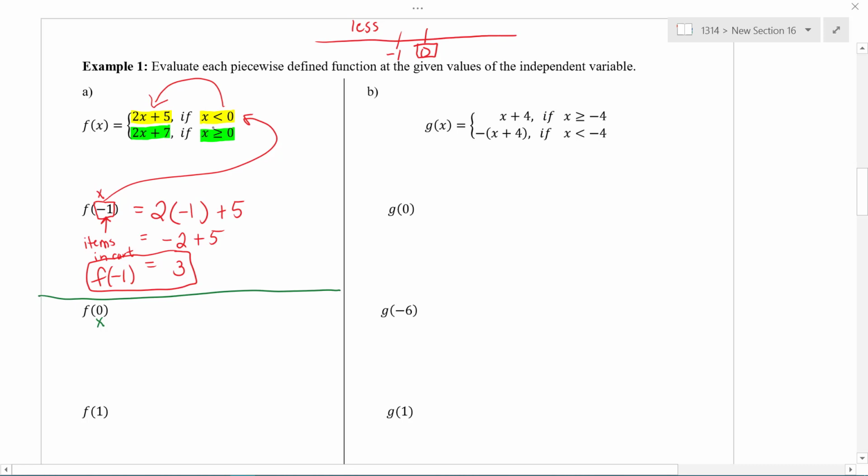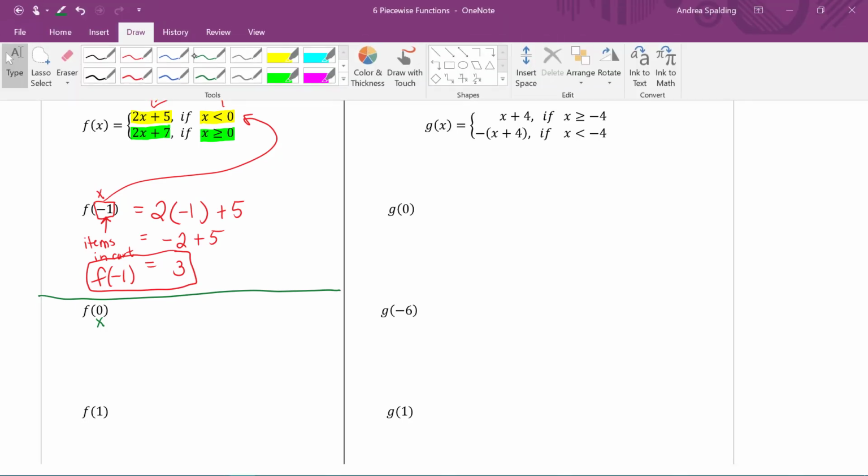So, is 0 less than 0? Well, 0 can't be less than itself. That would mean 0 is to the left of itself, and so 0 is itself. So let's go to the next lane. In order to use lane 2, you have to have an x value that is greater than or equal to 0. So 0 is equal to itself. So we're going to use lane 2.